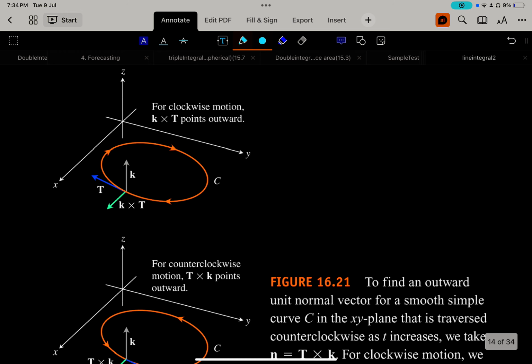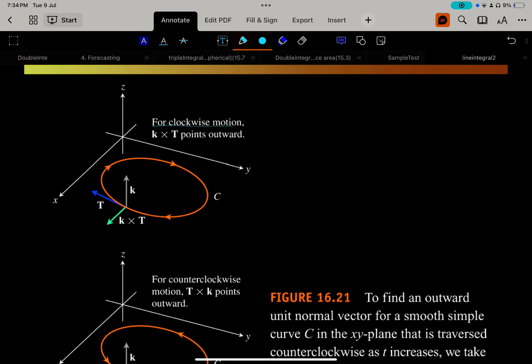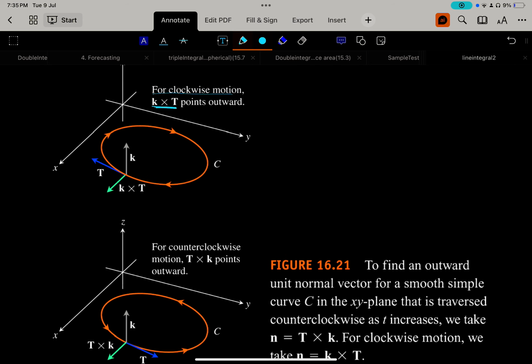Let's look closely at this. For a clockwise motion, we have k cross T points outward. As you know, if you have taken physics, the flux is highly dependent on the direction of the motion. Is it clockwise, counterclockwise, etc.? So we have here, for example, k cross T. Now k cross T is a vector pointing outward, out of the curve. You could say it's pointing from the center of the loop and out of it.